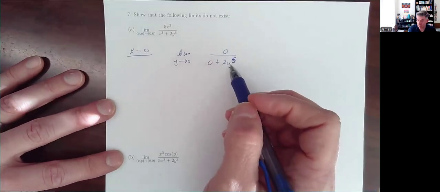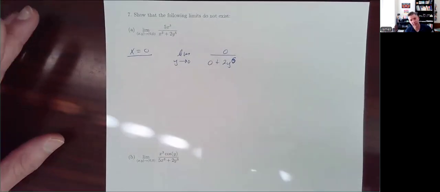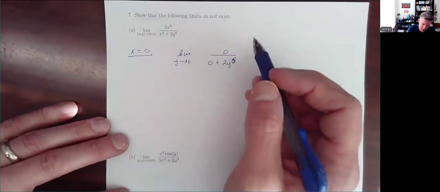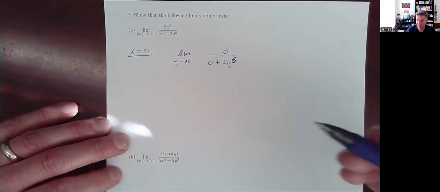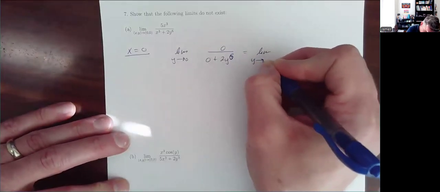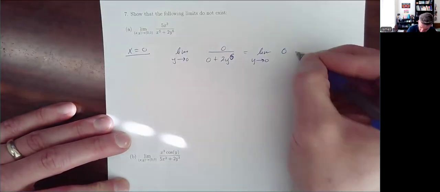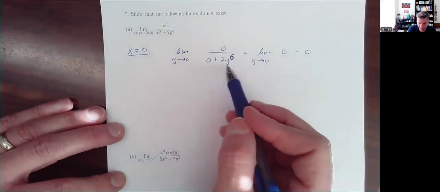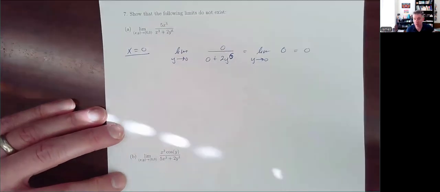But since y isn't 0, and I should have pointed out, if I plugged in 0, 0 to begin with, I would have 0 divided by 0, which means we need to do more work. Usually showing it does not exist means picking paths where you get different values. So here you have the limit as y approaches 0 of just 0, and the limit of 0 is 0. I will point out 0 divided by not 0 is 0.